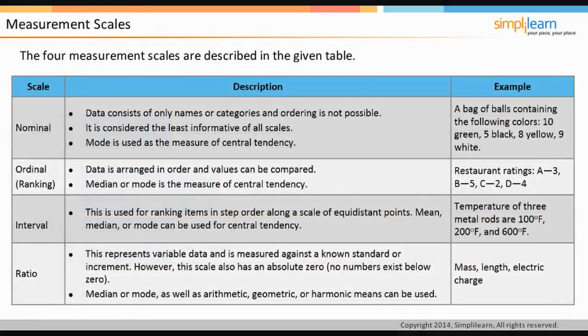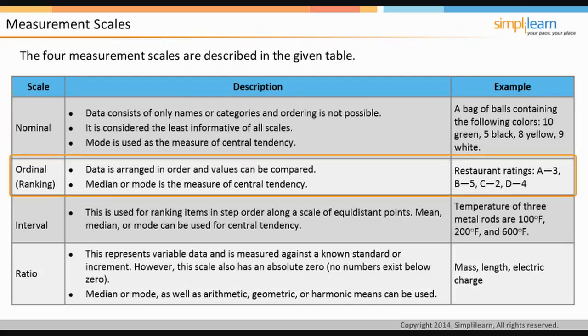There are 4 measurement scales arranged in the table in increasing order of their statistical desirability. In the nominal scale, the data consists of only names or categories, and there is no possibility of ordering. An example of this type of measurement can be a bag of colored balls, which contains 10 green balls, 5 black balls, 8 yellow balls, and 9 white balls. This is the least informative of all scales. The most appropriate measure of central tendency for this scale is mode.